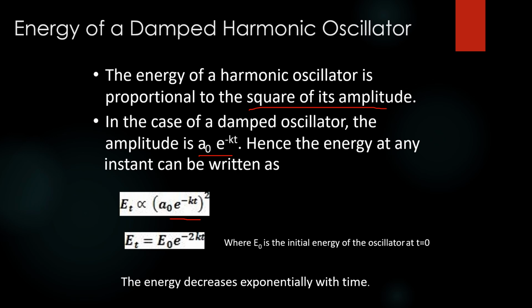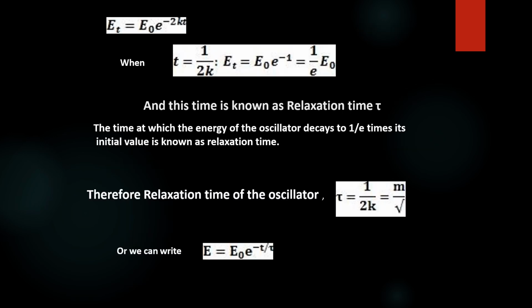Therefore the energy at any instant Et is equal to E0 into e raised to minus 2 kt, where E0 is the initial energy of the oscillator when time t is equal to 0. So here also the energy decreases exponentially with time. So the energy of a damped harmonic oscillator at any instant t is given by Et is equal to E0 e raised to minus 2 kt.